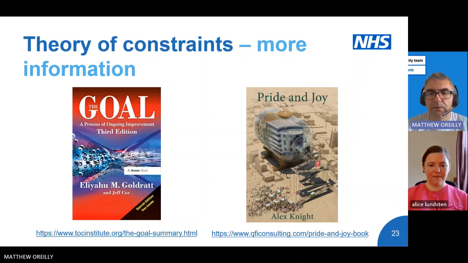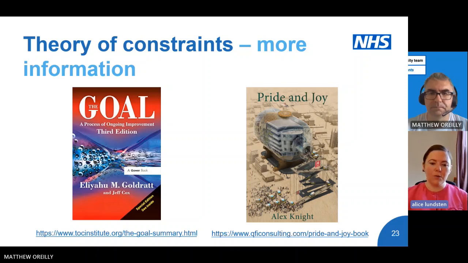So I'm going to hand back over to Alice at this point to talk about a couple of books that further explore the theory of constraints. Thanks, Matthew. So as we said, the example we've given is incredibly simplistic. It's looking at a pathway that is unrealistically simple. But if you want to understand the nuance when you're looking at a much more complex and therefore realistic system, there are two books that go into that in a lot of detail and give you a lot of practical examples of how to apply it.